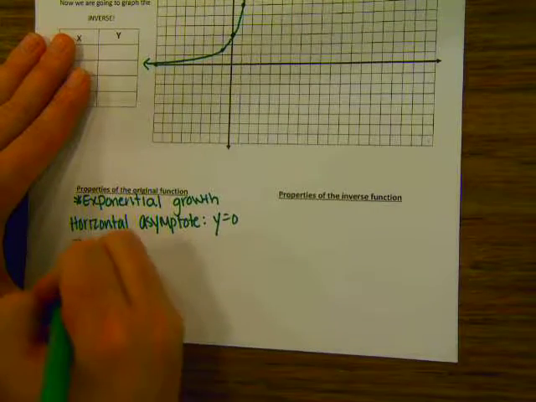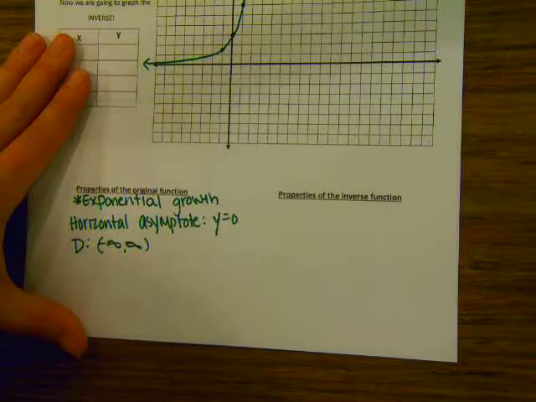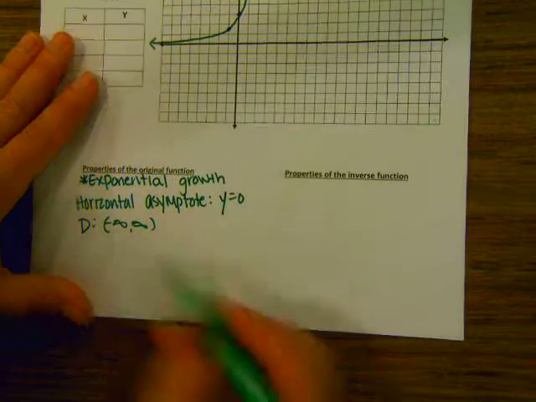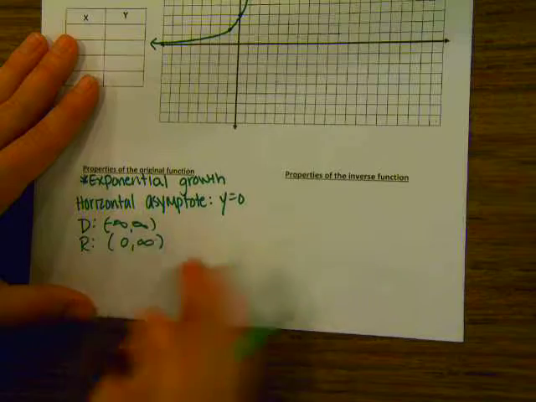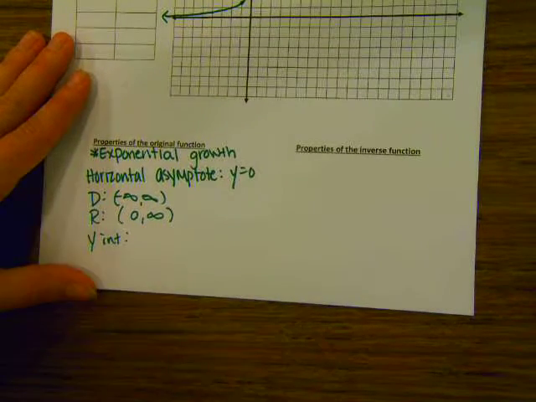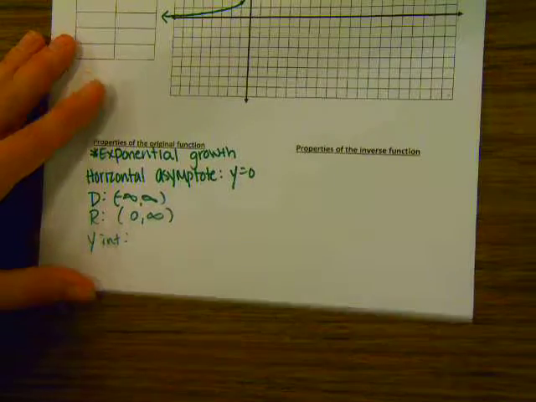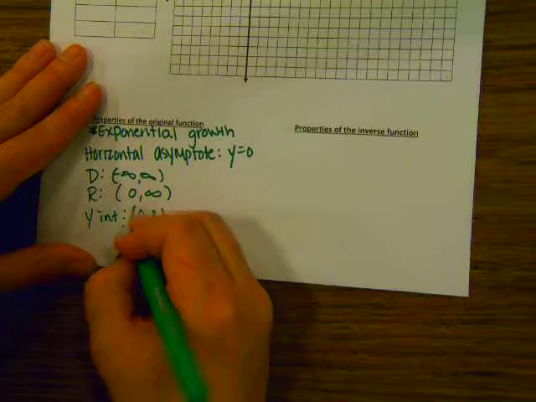The domain is all real numbers, because all exponentials are always going to go to the left and always go to the right, just really slowly. The range goes with the asymptote, so 0 to positive infinity. And if we look at the y-intercept of this graph, the y-intercept itself is right here at 3. So 0, 3.